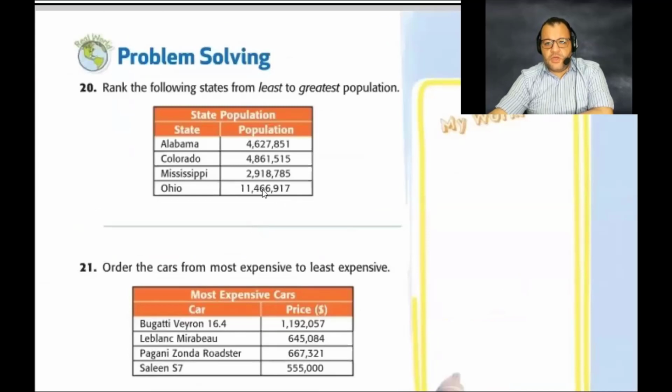So now with the problem solving, we have here the rank of the following. We need to arrange from the least to the greatest pollution. Turkey will solve this one with me. Turkey.